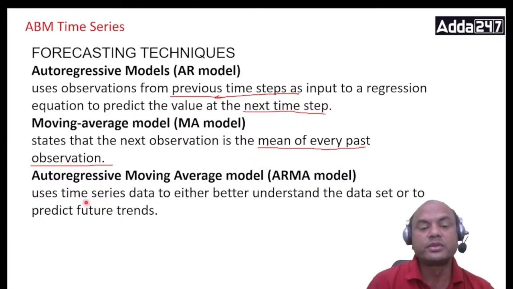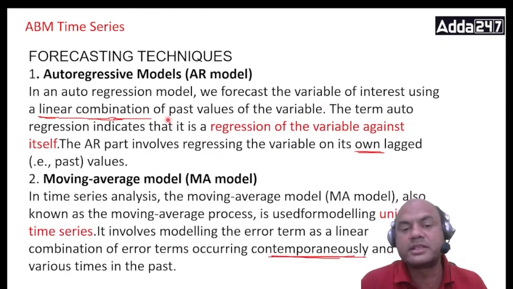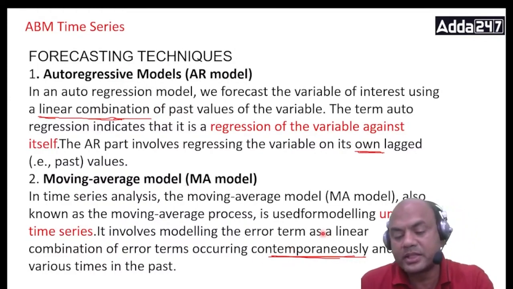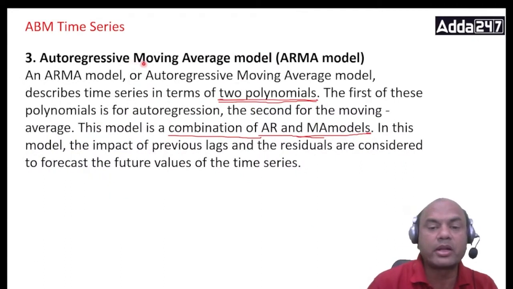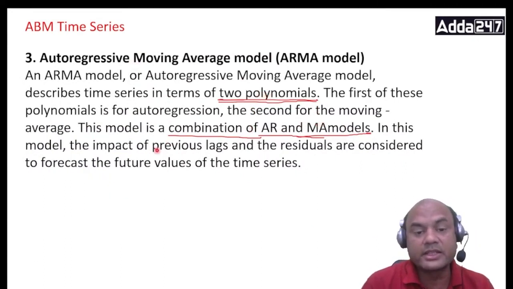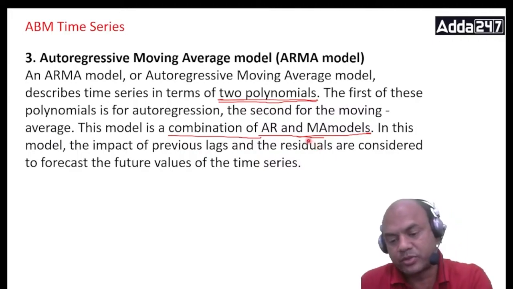The auto-regressive model uses the time series data to either better understand the data set or to predict the future values. So importantly, what you remember, these earlier two slides are very important from your exam point of view. AR is linear and own lagged. Moving average is univariate and contemporaneously. Then the ARMA model is a combination of these two. And this line is important: impact of previous lags and residuals are considered. Okay, previous lags and residuals both.